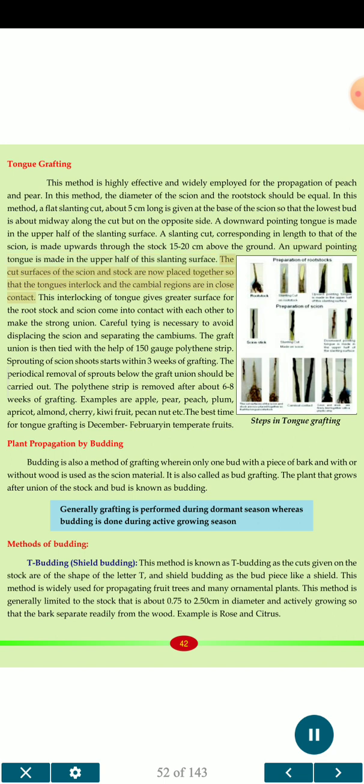The cut surfaces of the scion and stalk are now placed together so that the tongues interlock and the cambial regions are in close contact. This interlocking of tongues gives greater surface for the rootstock and scion to come into contact with each other to make a strong union. Careful tying is necessary to avoid displacing the scion and separating the cambiums. The graft union is then tied with the help of 150 gauge polythene strip.